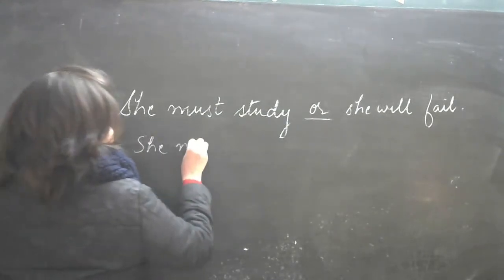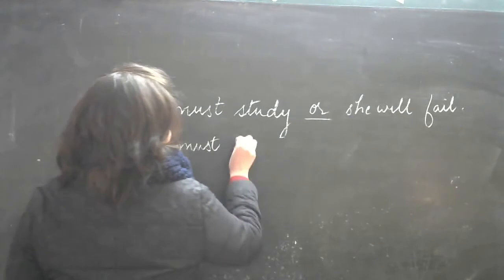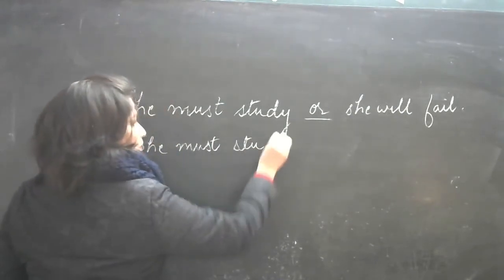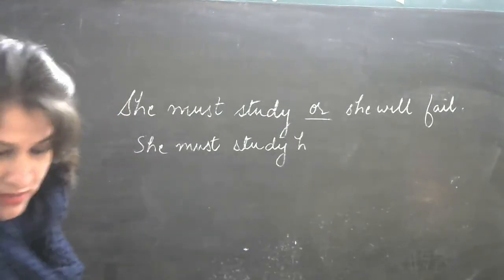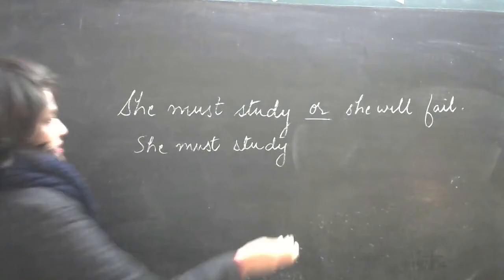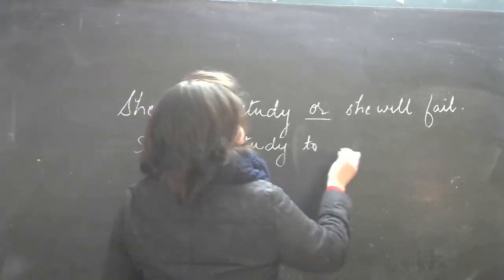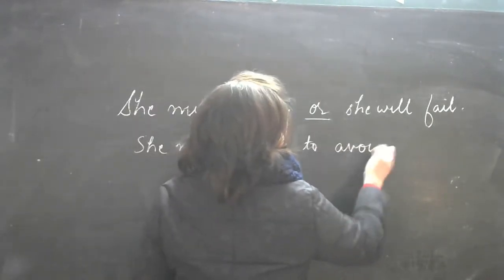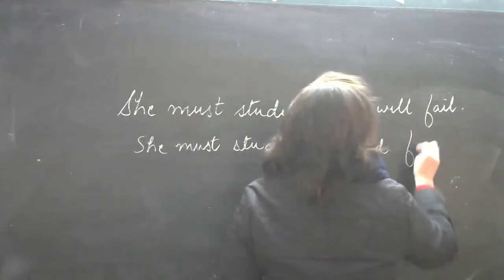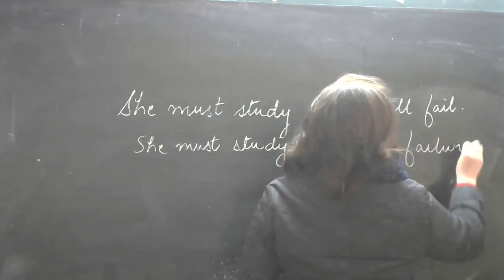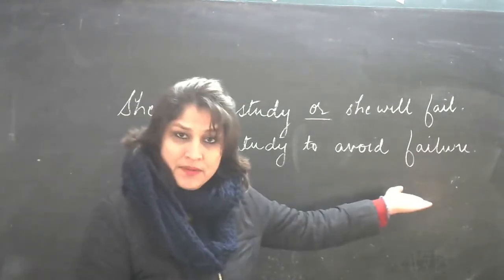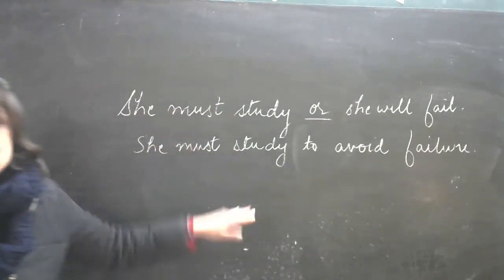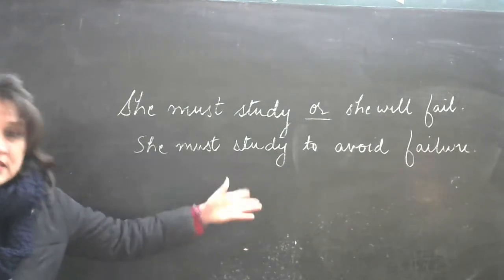She must study hard. Oh, it is not given. Hard is not here. So she must study only. Right? She must study to avoid failure. Or you can also write to escape failure. Both ways it's correct. Till the time you're not changing the meaning of the sentence, it's correct.